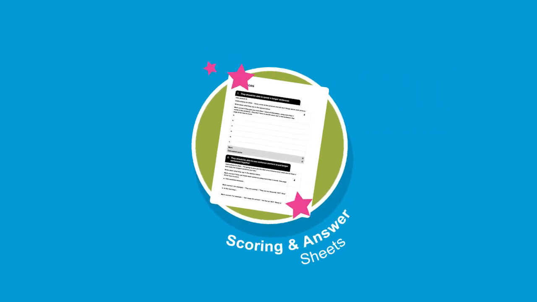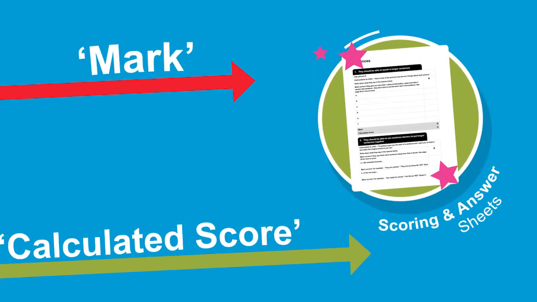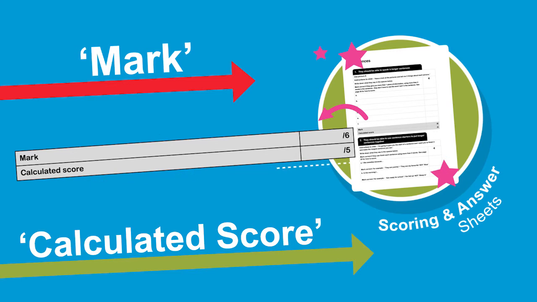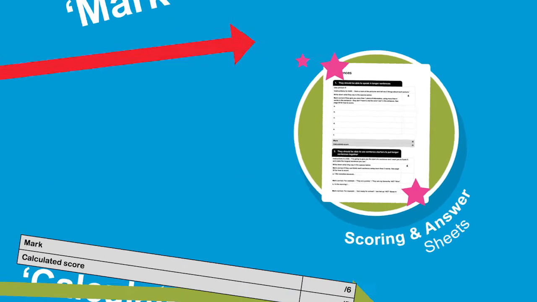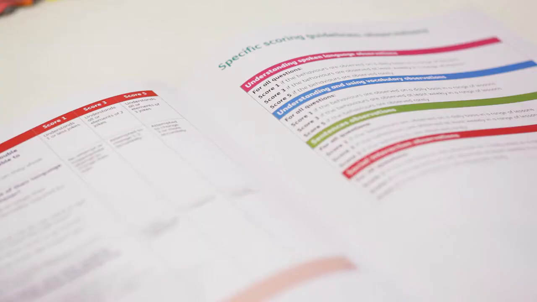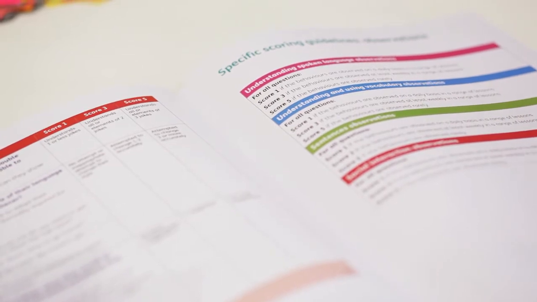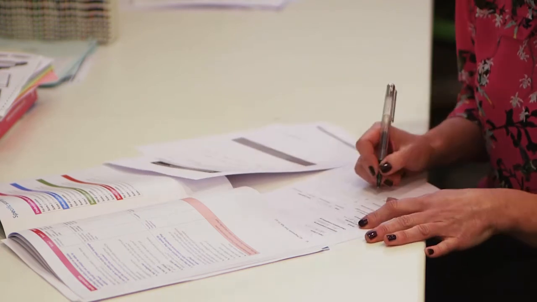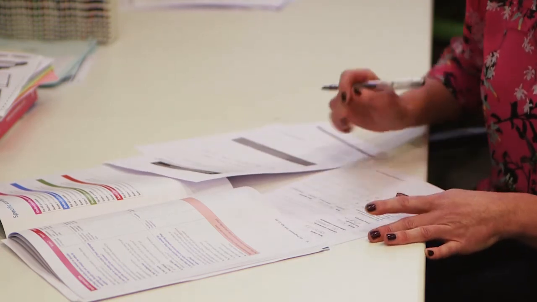On your scoring and answer sheets, you should complete the mark and calculated score rows after the assessment has been carried out. This should be done without the child or young person present. Using the specific scoring guidelines in your reference booklet to help you, score all the sections of the tool and complete the summary table.